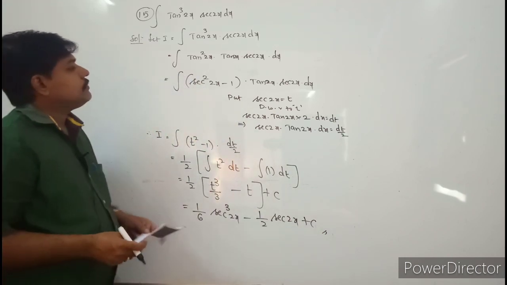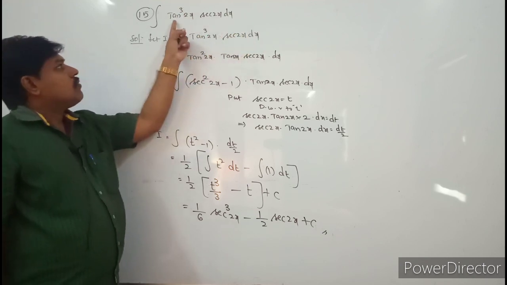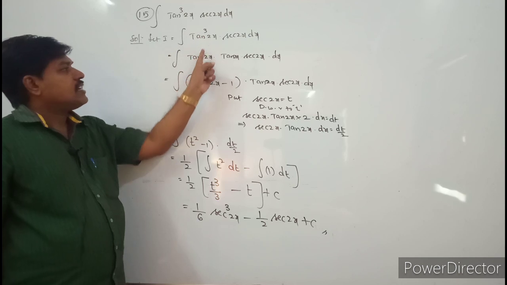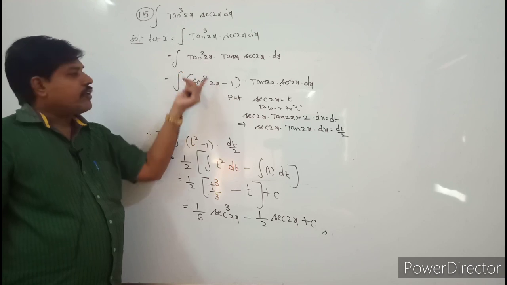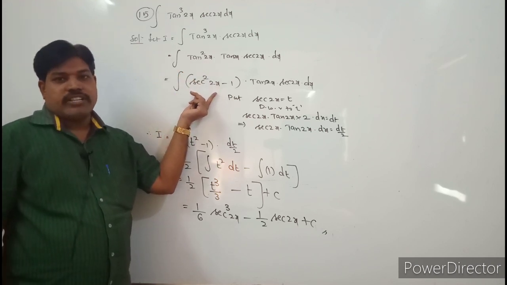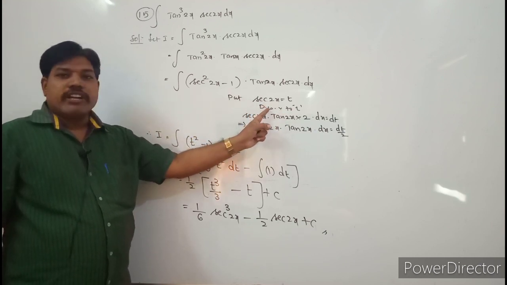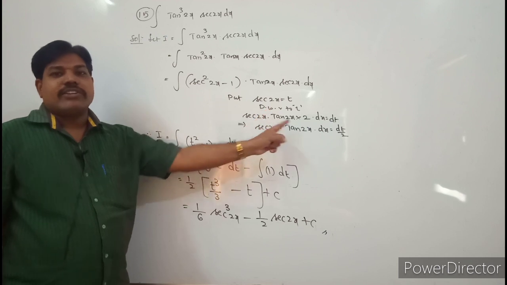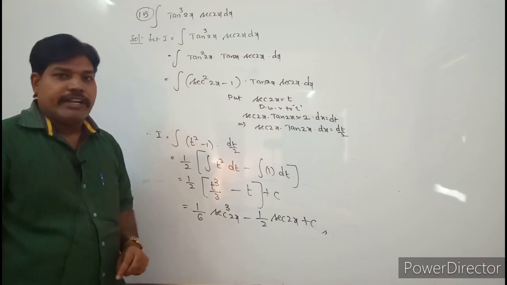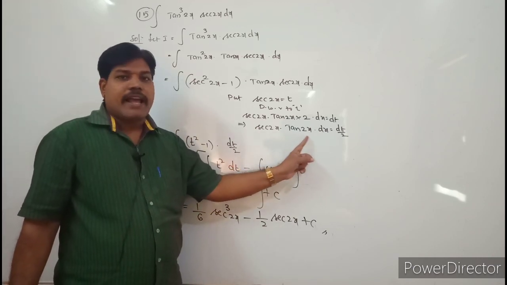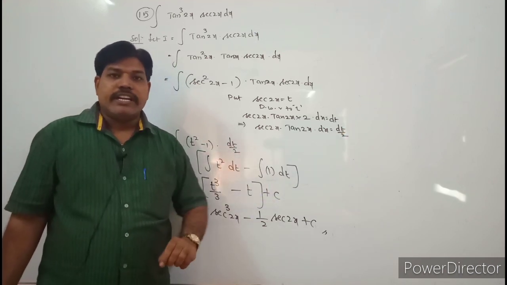So see that question, students. Integral of tan cube 2x into secant 2x into dx. So what I did is, tan cube 2x you can write as tan square 2x into tan 2x. This tan square 2x you can write as secant square 2x minus 1. If we take secant 2x is equal to t, what is the derivative of secant x? Secant x derivative is secant x into tan x. And 2x derivative is 2 into dx is equal to dt. So secant 2x into tan 2x into dx value will become dt by 2.